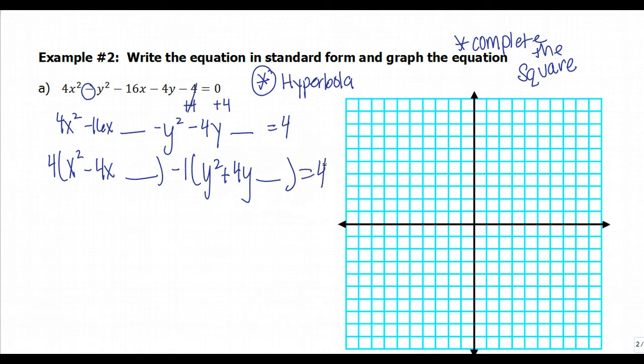And now I have to actually complete the square. So to do that, I divide the middle term by 2, which gives me negative 2. Then I square that to go in that last spot, which is positive 4. Remember, what you do on the left side, you have to do on the right side.